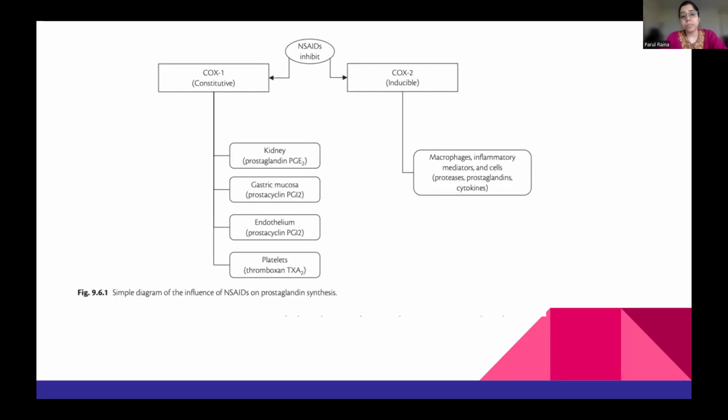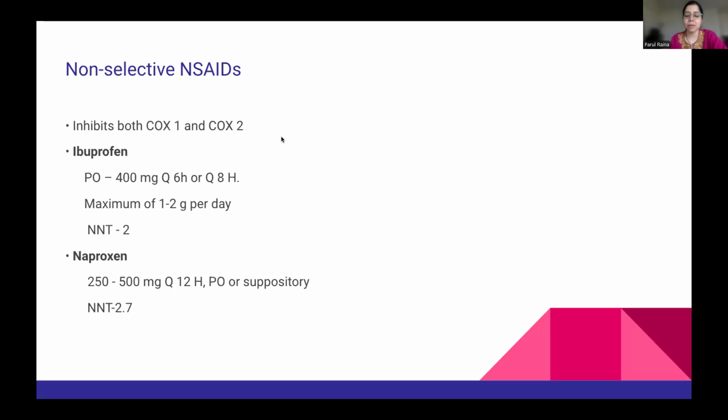Sorry, whatever the side effects we are going to see of NSAIDs are all because of this COX-1 constitutive enzyme, which are present in the kidney, gastric mucosa, and the platelets.